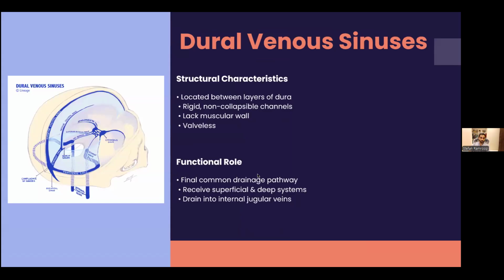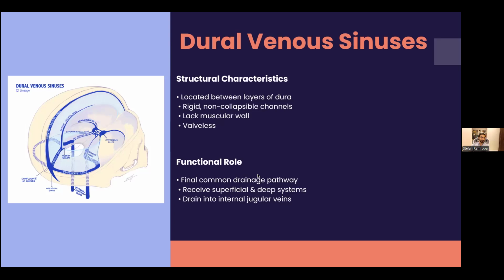So now that we've reviewed the superficial and deep venous sinuses, we now transition to the dural venous sinuses. Unlike cortical or deep veins, the dural sinuses aren't traditional veins. They are rigid endothelial-lined channels formed between layers of dura mater. Because they're encased within dura, they do not collapse under normal intracranial pressure, and they also lack muscular walls and valves. Functionally, they serve as the final common drainage pathway for the brain.